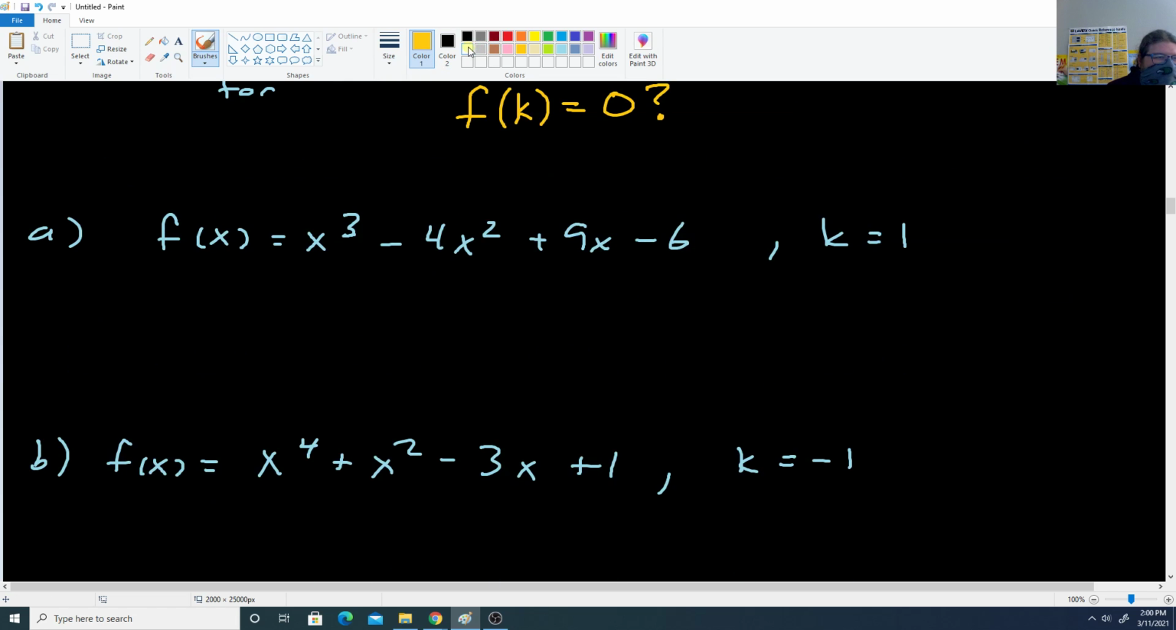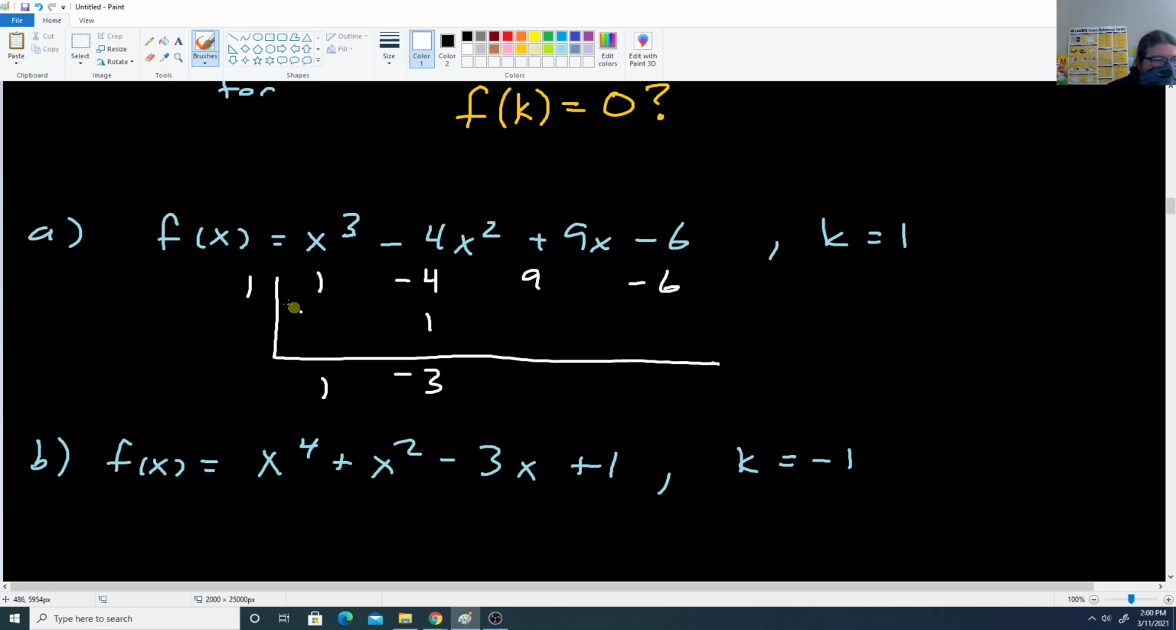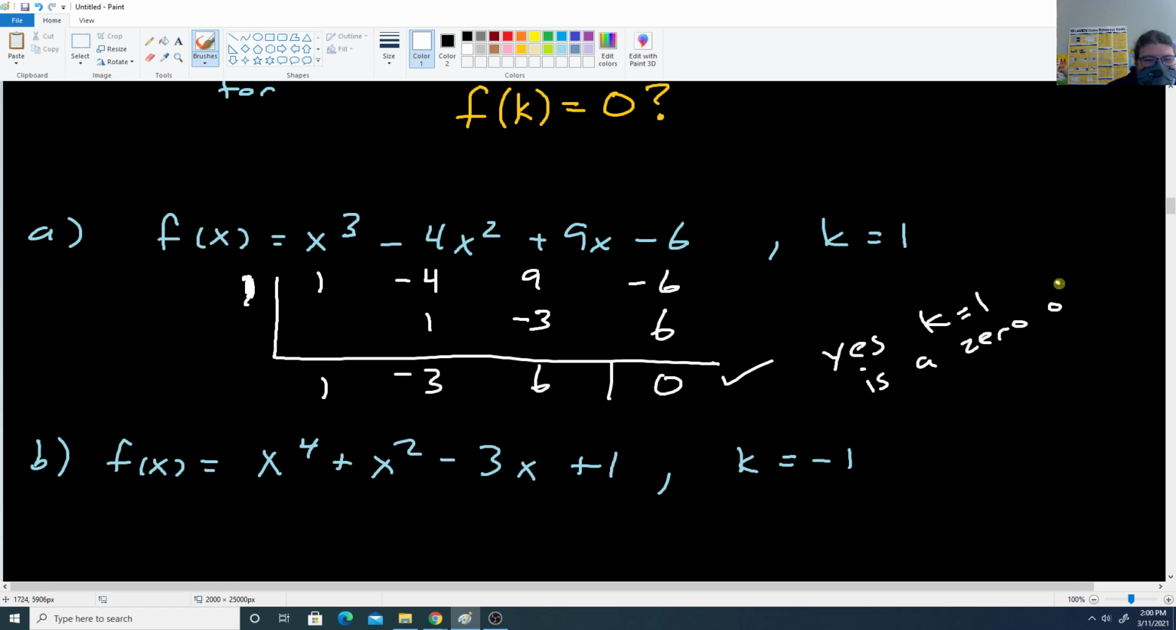So basically, to solve each of these, we're going to use the k value they give us. We're going to look at the remainder. If the remainder ends up being 0, then the k value is a 0. If the remainder is something else, then it's not a 0. So for the first one, they wanted k equals 1, so we put the 1 out there. We got 0 back as a remainder, so in this case, yes, k equals 1 is a 0 of f.